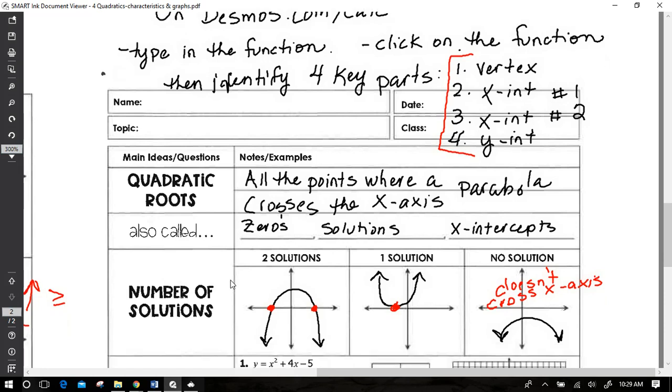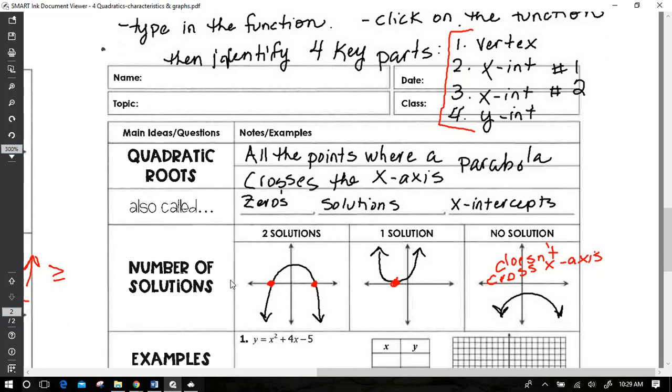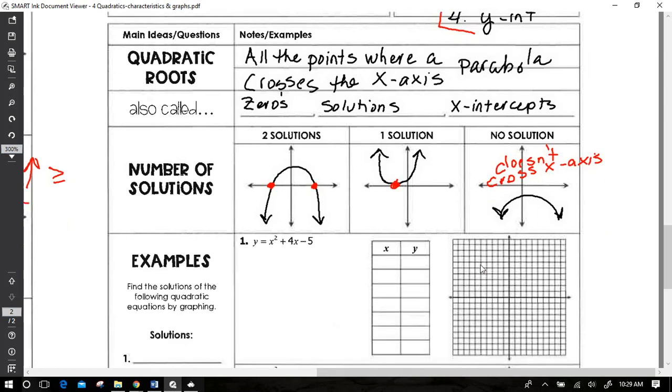Okay. And a parabola can have different numbers of solutions. It can have 2 solutions if it crosses the x-axis twice. It can have 1 solution if the vertex lands on the x-axis. Or it can have no solutions at all if it does not cross the x-axis at all. The solutions to a quadratic function are where they cross the x-axis.